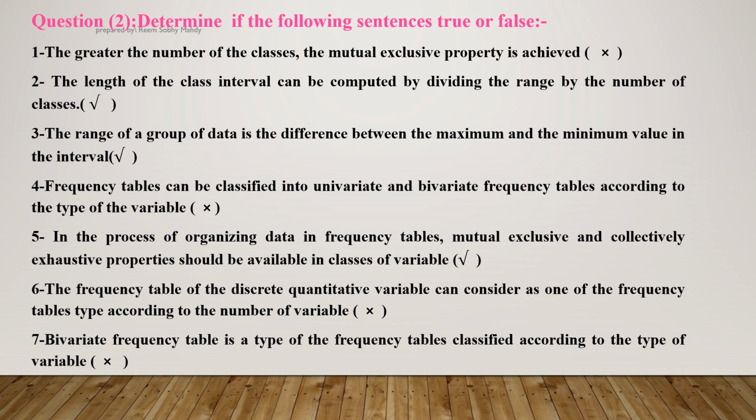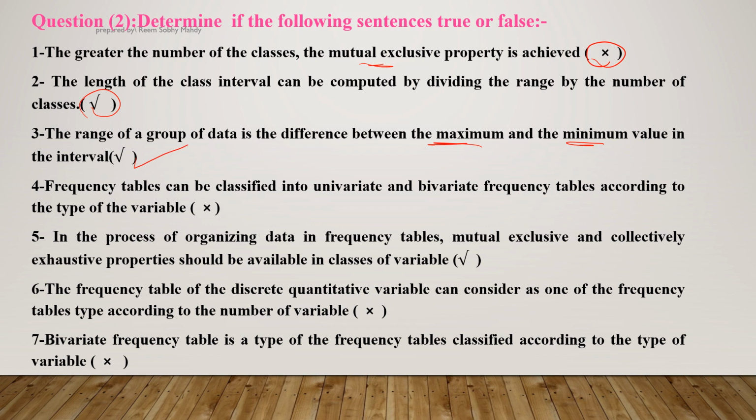Question 2. Determine if the following sentence is true or false. The greater the number of the classes, the mutual exclusive property is achieved. This is of course false because the collectively exhaustive property is achieved, not mutual exclusive, as this means all the data are represented in the frequency table. The length of the class interval can be computed by dividing the range by the number of classes. This is true. The range of a group of data is the difference between the maximum value and the minimum value in the interval. This is true.